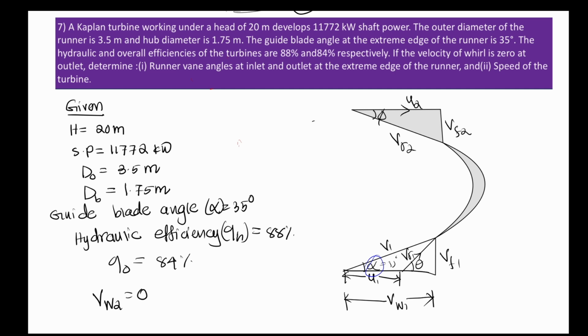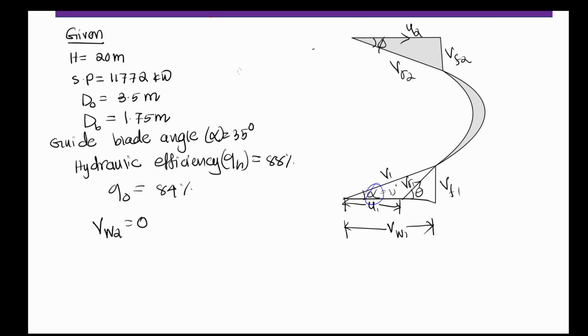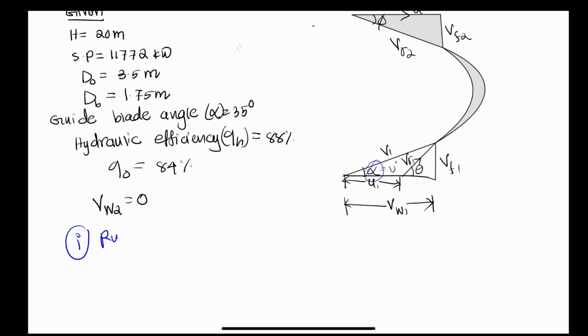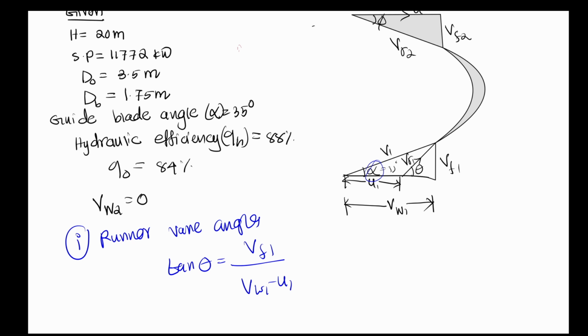We are supposed to find out the runner vane angle at the inlet as well as the outlet. For the Kaplan turbine, if you want to determine the runner vane angle, that is possible. It can be determined using tan theta, right? Which means Vf1 divided by Vw1 minus U1. However, we don't have the value of Vf1, we don't know the value of Vw1, and even U1. So therefore we have to start from the information that we have.